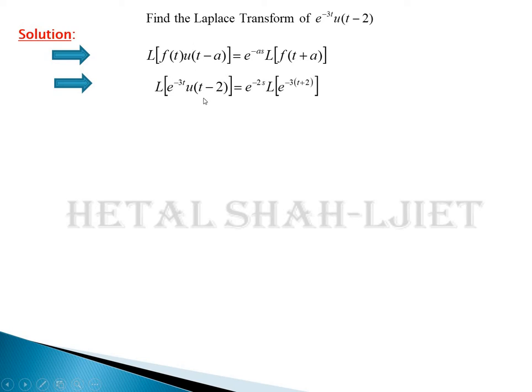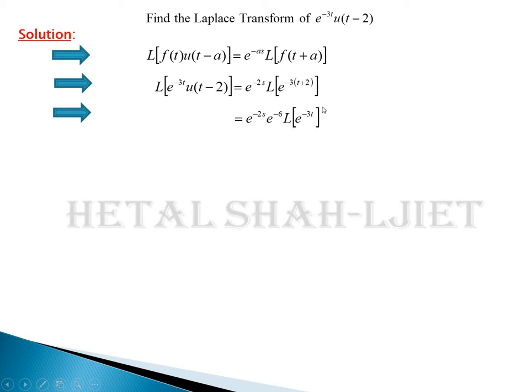Again, first you have to compare. By comparison, your function of t is e raised to minus 3t and your a is 2. So apply in the formula 2 in the place of a, and for f(t plus a) you have to write e raised to minus 3(t plus a), that is t plus 2. By simplifying, you get e raised to minus 3t into e raised to minus 6, and e raised to minus 6 is a constant term, so we can write it outside of the Laplace: e raised to minus 2s into e raised to minus 6.